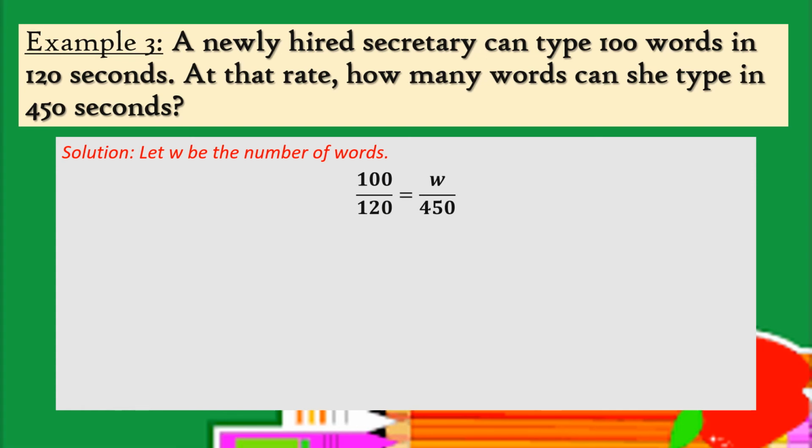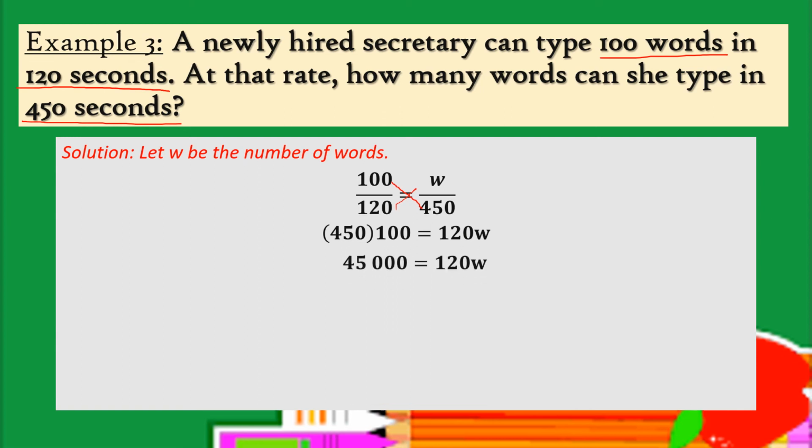So, a newly hired secretary can type 100 words in 120 seconds. So, meaning our proportion is 100 is to 120. The problem to be solved is how many words can she type in 450 seconds. This seconds is our second quantity, and the W is our unknown quantity. So, meaning our ratio is W is to 450. In solving this proportion, again, we will use the cross multiplication. We will multiply 100 to 450 and 120 to W. So we have 450 times 100 is equal to 120 W.